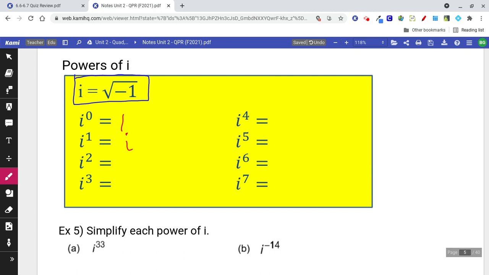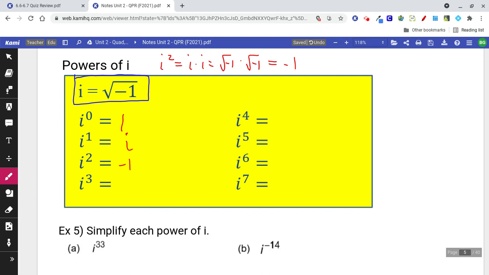i squared, though, this is an important one. And we already talked about it. If you had i squared, that's i times i, or square root of negative 1 times square root of negative 1. And a square root times itself is just that number. So i squared is negative 1. That's important. You need to learn that. You need to memorize that.